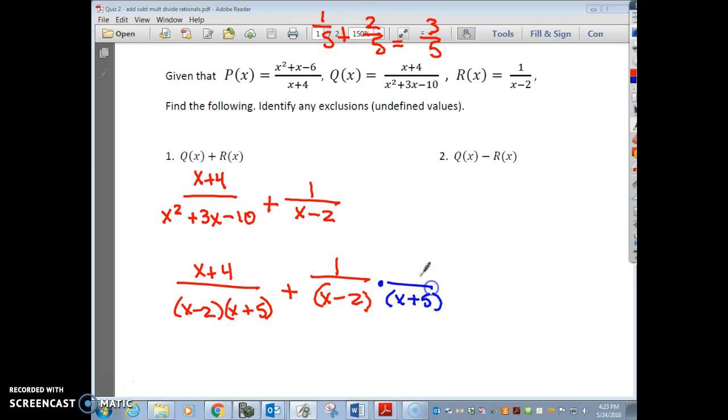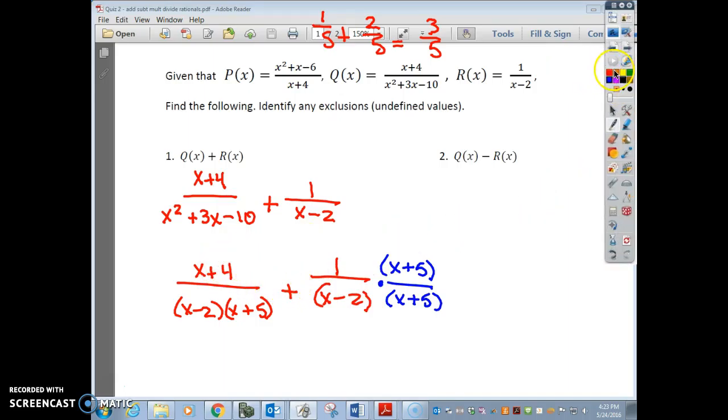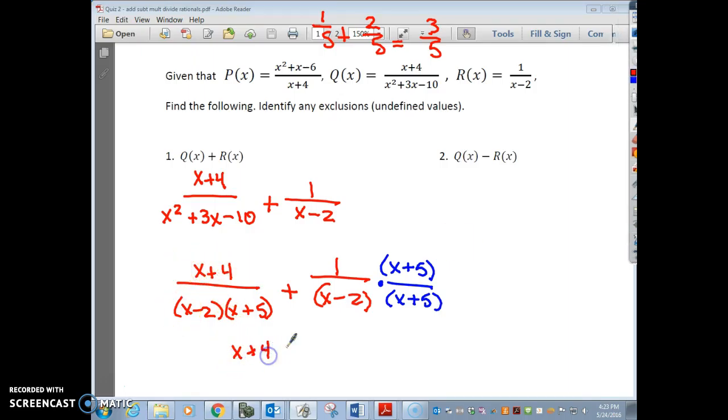But the thing is that if I do it at the bottom, I have to do it at the top. Why? Because this is essentially 1. These two cancel out. It's just like I'm multiplying by 1, so I'm not changing anything. It's just going to look a little bit different. So we're going to go ahead and simplify this. This is going to be x plus 4 at the top, plus 1 times x, we're going to distribute the 1, and then 1 times 5 is plus 5. So x plus 5 over my new denominator.